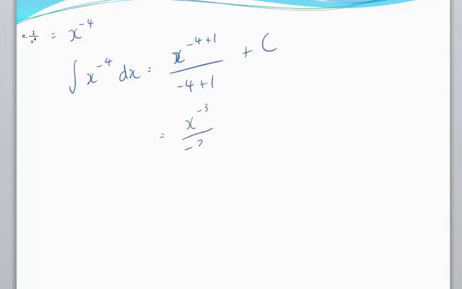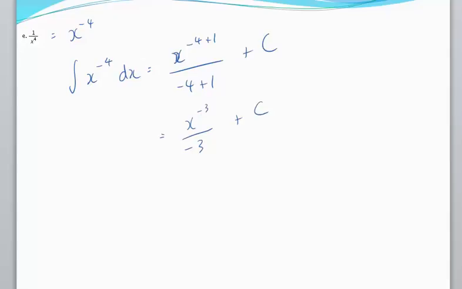So now moving on to E. We have 1 on x to the power of minus 4, which will be x to the power of negative 4 here. So we're going to integrate x to the power of negative 4. We've got x to the minus 4 plus 1, divided by negative 4 plus 1, plus our constant c. So here, x to the power of minus 3 divided by minus 3 plus our constant c.